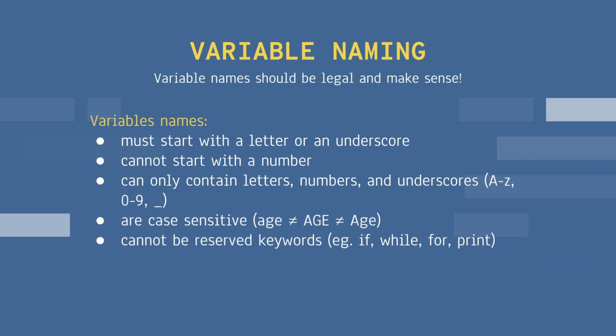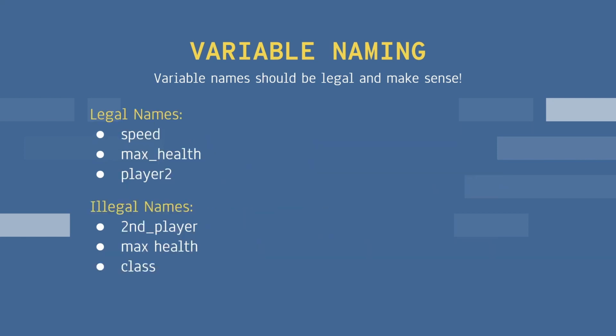To summarize these rules basically, they can only contain letters, numbers, and underscores, but they can't start with a number. Also, we can't use reserved keywords like if, while, or for. And another thing to be mindful of is that variables are case sensitive. So here are some examples of legal and illegal variable names.